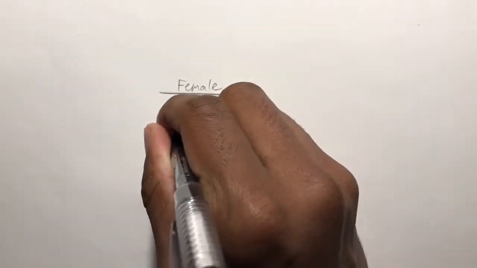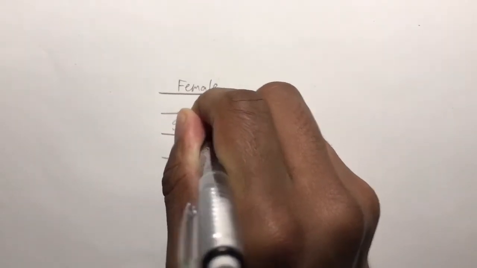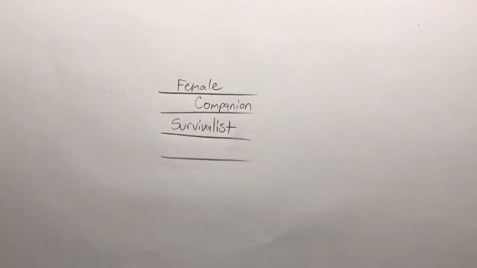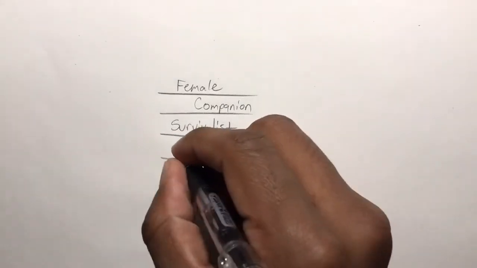Third, let's say this character is a survivalist, like they live in the wilderness or an uninhabited land or so. Fourth, let's say this character is part of a tribe or an indigenous group so that they won't be relying on technology too much.